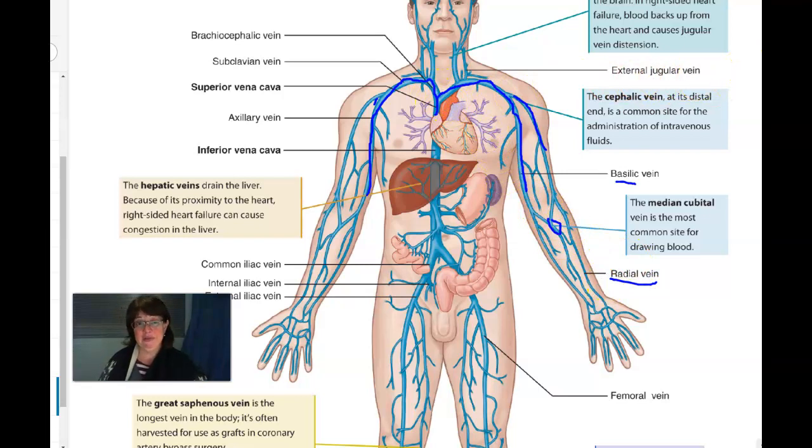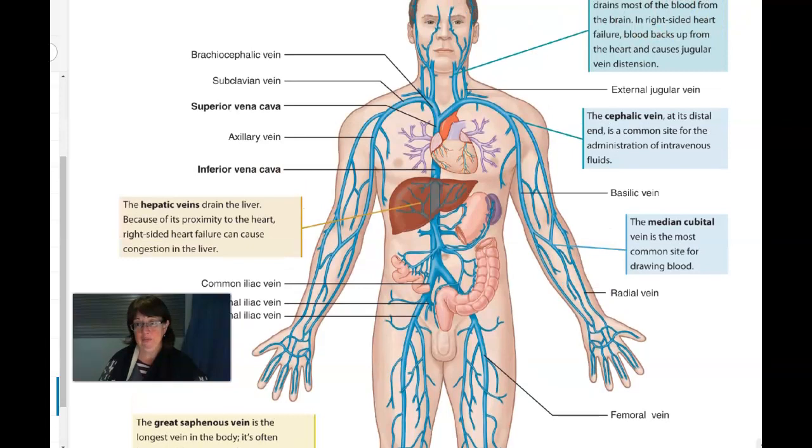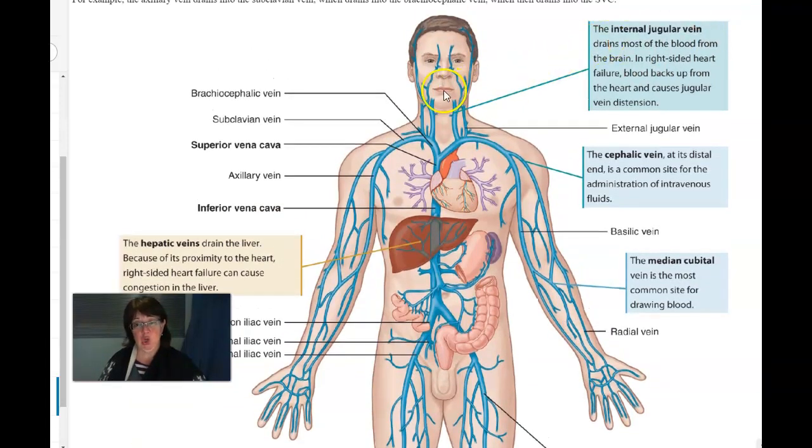If you go up to the head, remember the arteries were called carotid, the veins go jugular, and you may have heard of your jugular vein. Your jugular vein is the one that goes up, collects the blood from your head. Okay, good. Cephalic, subclavian, axillary. Outside is cephalic, inside is basilic.